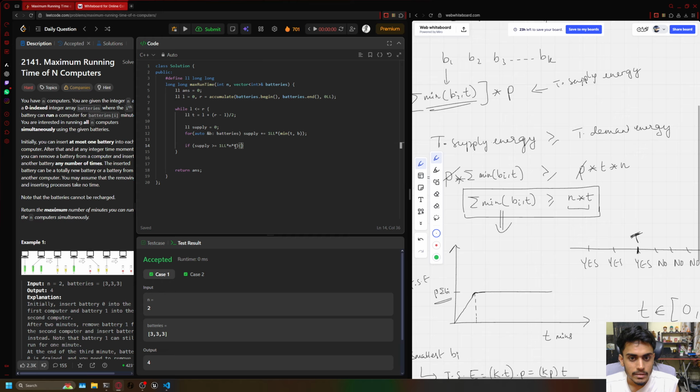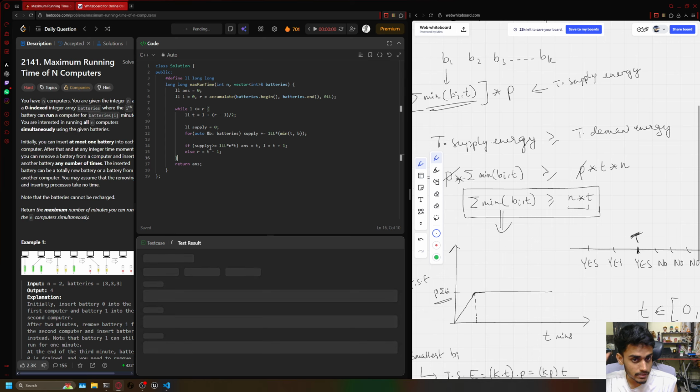Then I will update my answer to my current t, and I will try to search on the right of my current mid value. So I'll increase L to t plus 1. Otherwise, if it is not meeting, I need to search on the left, so I will change my R to t minus 1. And after that I will finally return the answer.